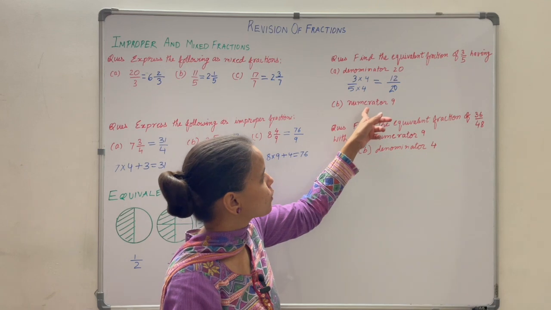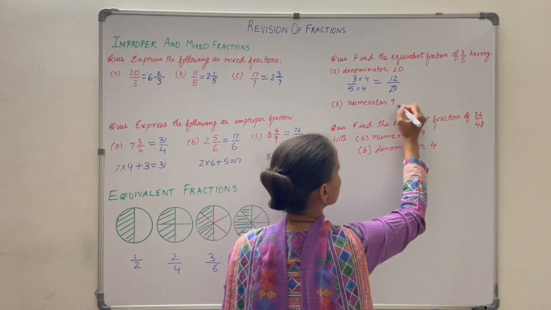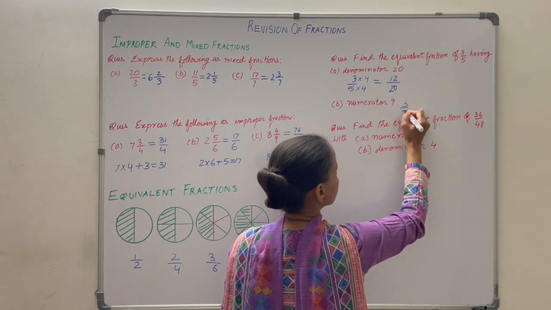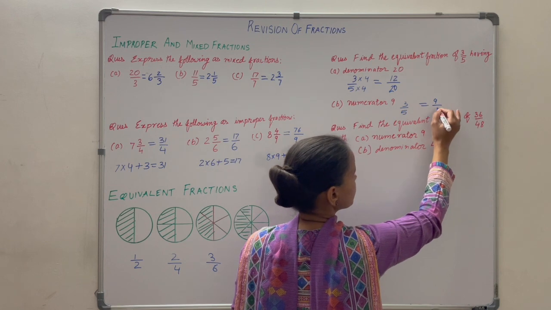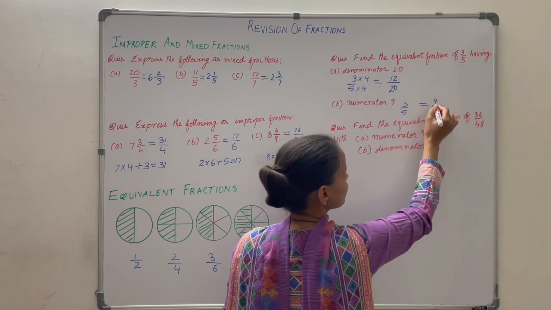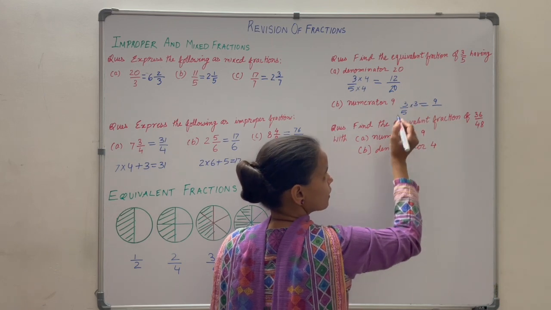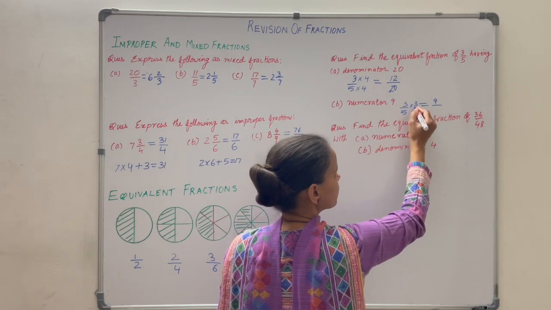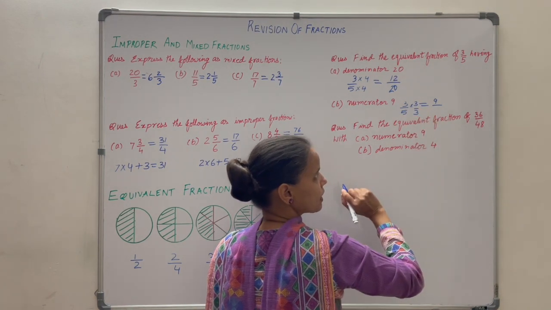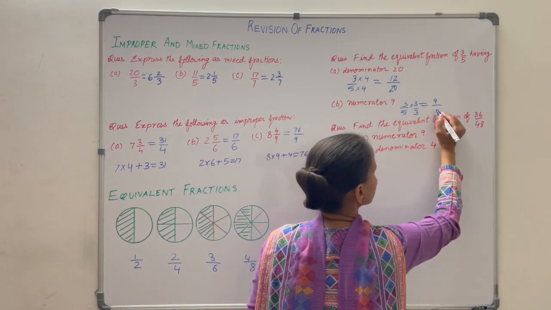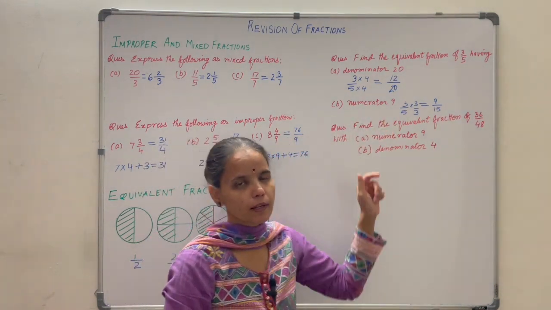Now, the next question is, the numerator is 9. So the fraction given to you here is 3 by 5, and the numerator given to you here is 9. You need to find the denominator. So how will you get 9 in the numerator? You have to multiply 3. So 3 into 3 is 9. If you multiplied by 3 in the numerator, you need to multiply by 3 in the denominator as well. So 5 into 3 is 15. So the equivalent fraction is 9 by 15.